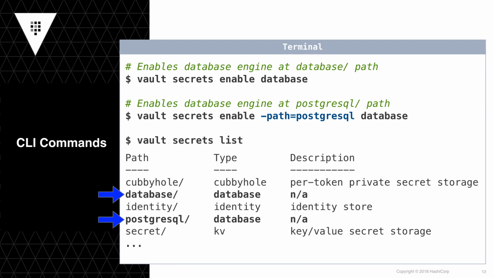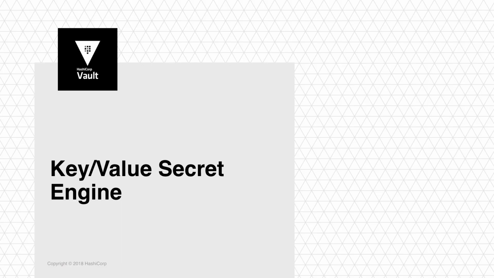In this example shown here, we mount the database secret engine twice, highlighting the fact that we can have multiple occurrences of the same secret engine as long as they are mounted to different and unique paths. In this section, we'll discuss how you can store sensitive data using the key-value secret engine.